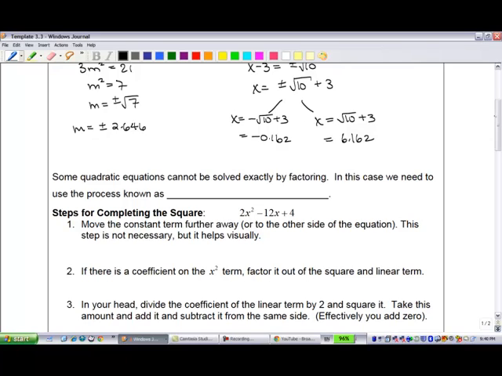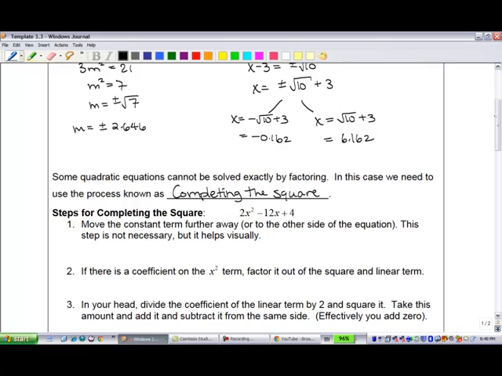Moving on, some quadratic equations cannot be solved exactly by factoring. In this case, we need to use the process known as completing the square. Now this is actually a really useful process. You're going to have to really memorize all these steps. So let's talk about completing the square.